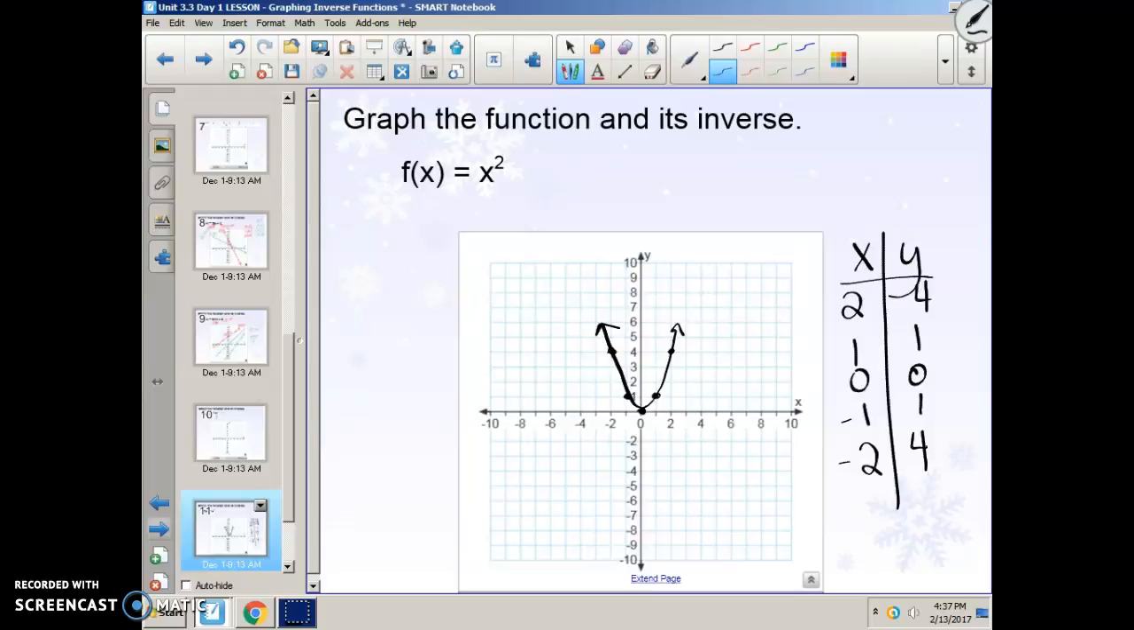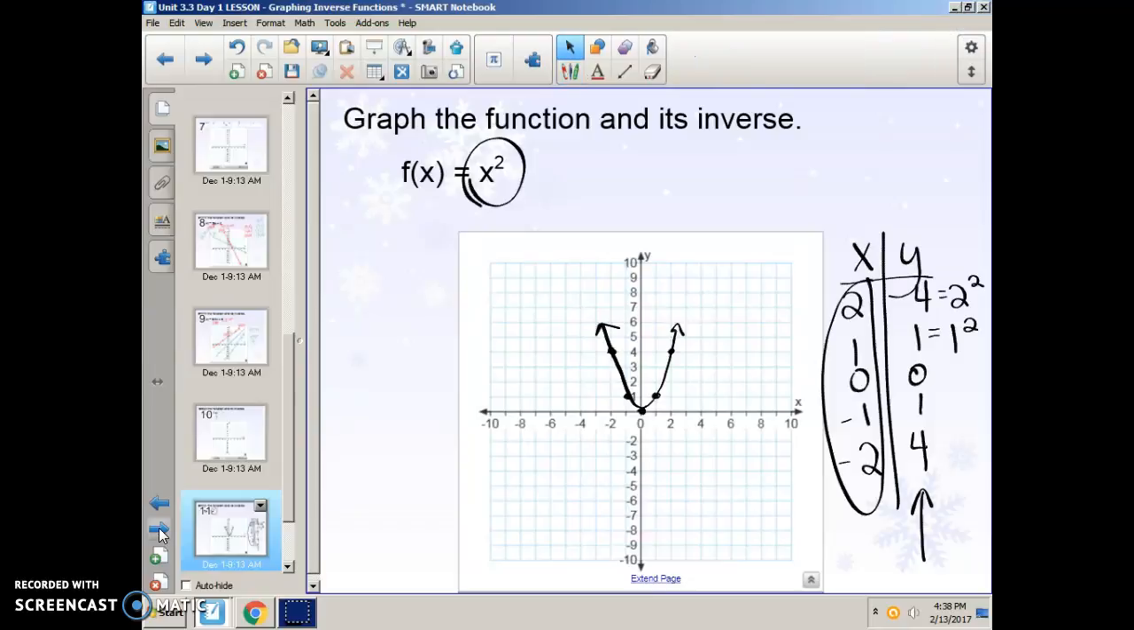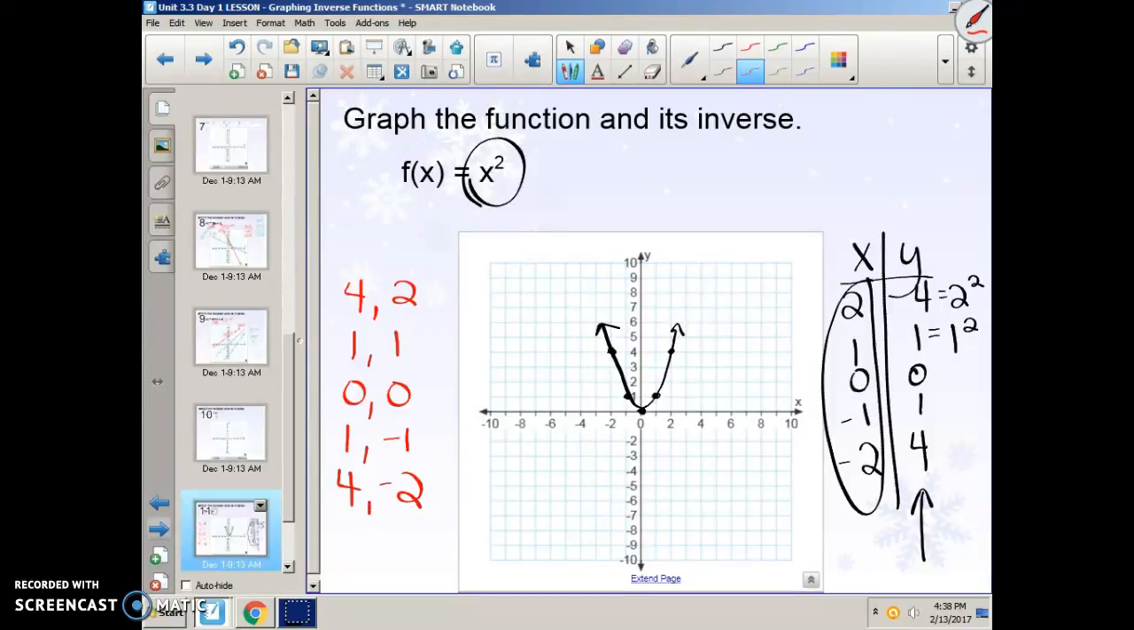The reason it's 2 comma 4 is because 2 squared is 4. 1 squared is 1. Notice my formula is x squared. If I plug in any of these numbers into my formula, I will get these numbers. That's where I'm getting it from. Okay, to find the inverse, flip all my numbers. Instead of 2, 4, 4, 2. Instead of 1, 1, well, it's still 1, 1, still 0, 0. Instead of negative 1, 1, 1, negative 1, and 4, negative 2.